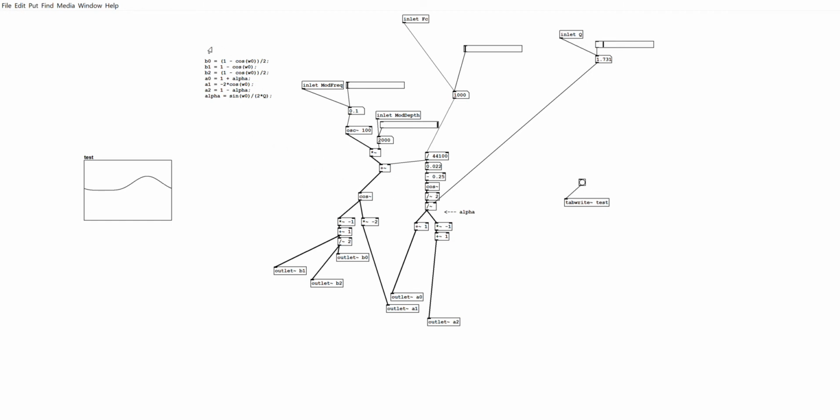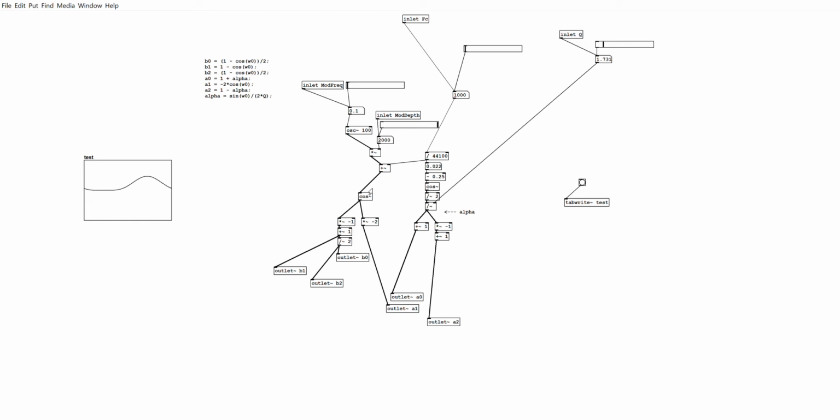But you'll see that these 6 coefficients, B0, B1, B2, A0, A1, and A2 are my 6 outlets of this patch here. And I have 4 inlets: cutoff frequency, Q, and then mod freq and mod depth. So we'll just start with the cutoff frequency. We ultimately want to get to this omega naught term, and omega naught would generally be 2 times pi times fc divided by the sampling frequency.